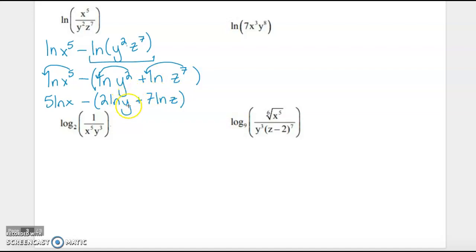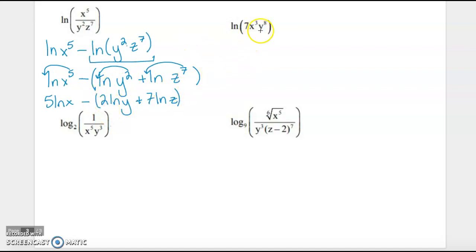The only difference that would happen is if you actually distributed that negative, your answer would look like this instead. The negative would be on the 2, and then that would be a minus. But you don't have to. You can leave it just like this.